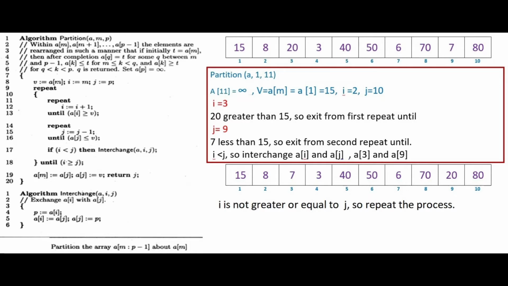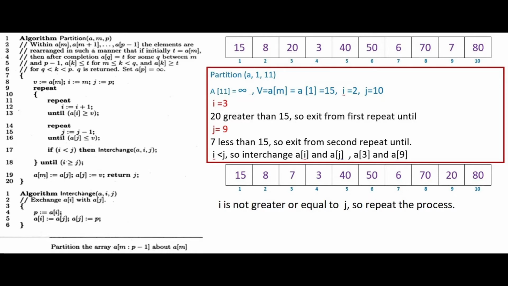Then we enter to the second repeat until. J is equal to j minus 1. The current value of j is equal to 10. New value of j is equal to 9. A of j, A of 9, 7. A of j less than or equal to V. A of 9 is 7. 7 less than 15. So exit from second repeat until.